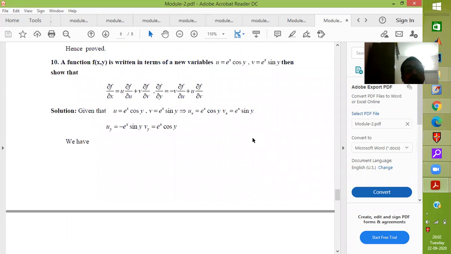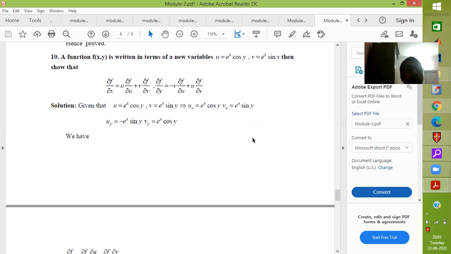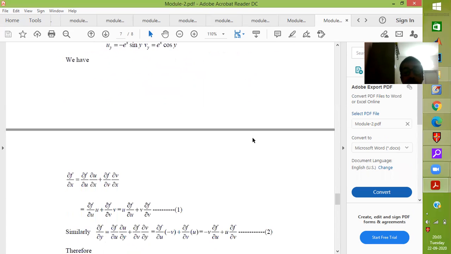You can easily verify ∂f/∂x is u times ∂f/∂u plus v times ∂f/∂v. Similarly, ∂f/∂y is minus v times ∂f/∂u plus u times ∂f/∂v. So compared to the 9th problem, I think the 10th is much more straightforward because it only involves first order total derivatives.